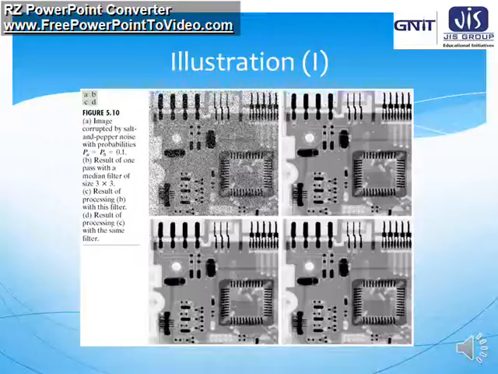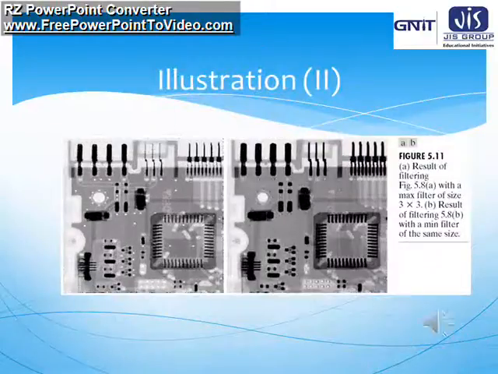So students, hope from the image it is clear to you how salt and pepper noise can be easily reduced using this type of median filter. So moving to the next slide, we can have another example or another illustration, which is here.